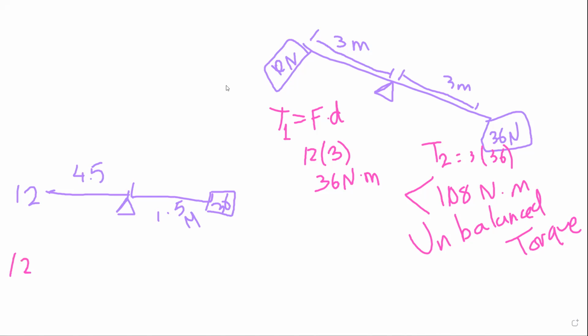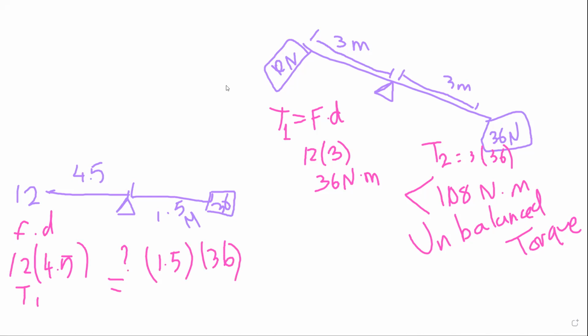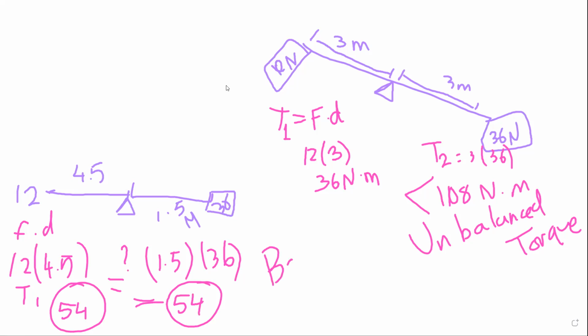The second case, 12 times 4.5, which is F times D, is torque 1. Does it equal the second torque, 1.5 times 36? Let's see. 12 times 4 is 48, 12 times 0.5 is 6, 48 plus 6 is 54. And then 1.5 times 36, 18 plus 36 is 54. So they are the same.